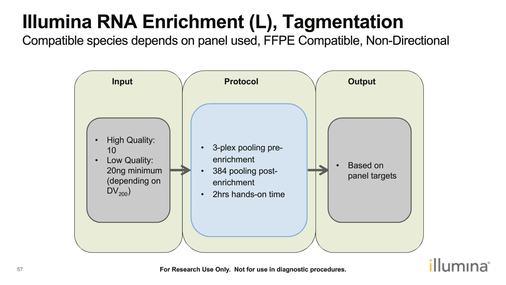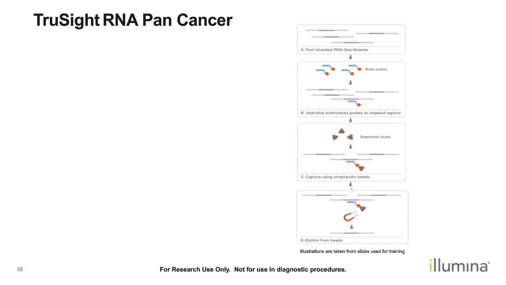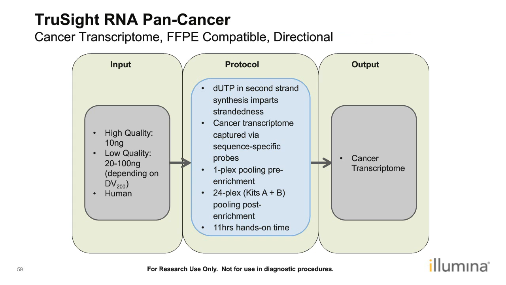Now, the TruSight Pan-Cancer workflow may look familiar to you as it's the same workflow as the RNA Exome workflow. The only difference here is that instead of having sequence-specific probes against the whole transcriptome, here our probe sequences are targeting the cancer transcriptome. The input is the same as RNA Exome, but the output is different as we are now targeting the cancer transcriptome.